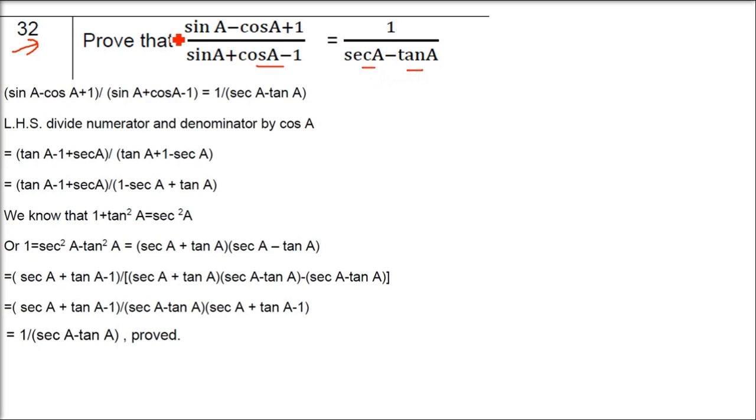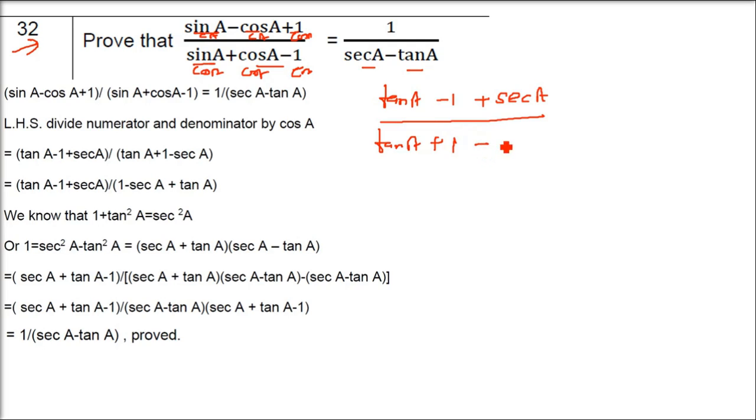So how to do this? We will divide numerator and denominator by cos A. In order to make this sec and tan, we are dividing each and every term by cos A. So when we divide by cos A, what do you get? Sin A by cos A is tan A. Cos A by cos A is 1. 1 by cos A is sec A. Then sin A by cos A is tan A, and then plus cos A by cos A is 1, minus 1 by cos A, sec A.